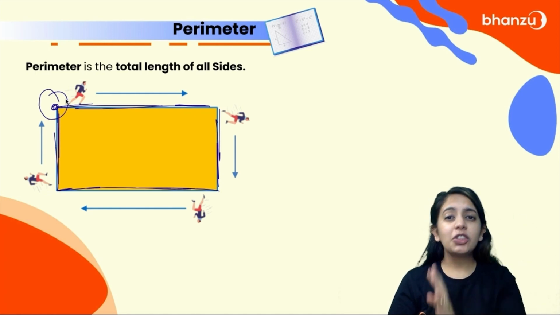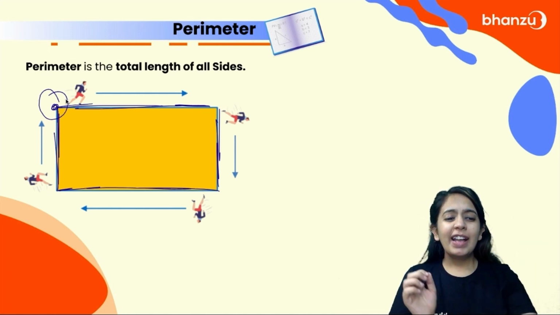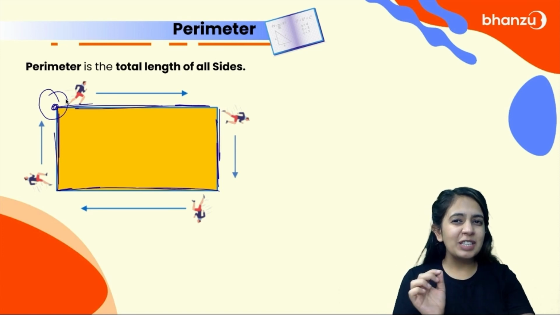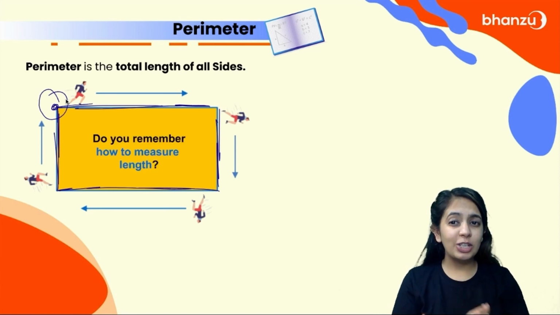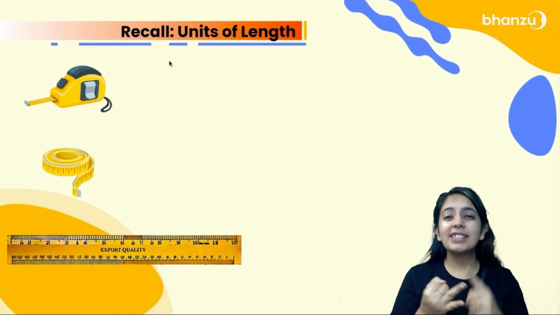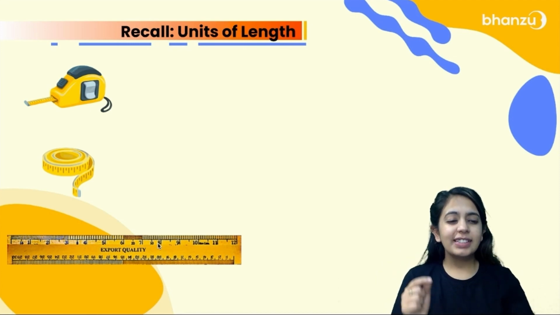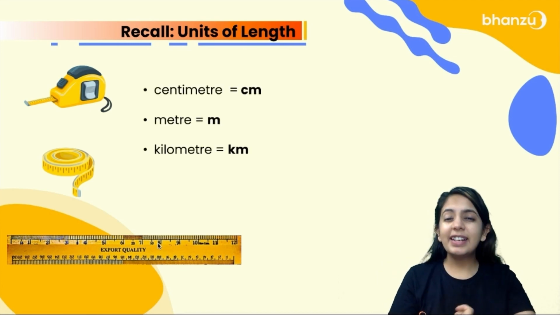So the total length of these four sides is going to give me the perimeter of this shape. Now here, length reminds me of something. Do you remember how to measure the length? In order to measure the length, we can use scale, tapes, rulers, anything. And what is the unit of length? The unit of length can be centimeter, it can be meter, it can be kilometer.